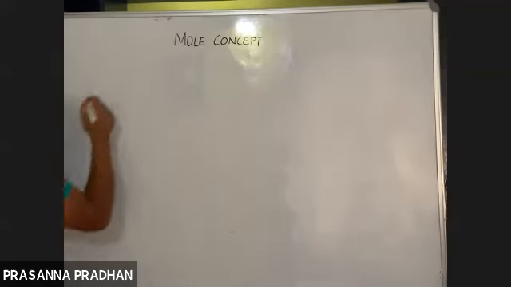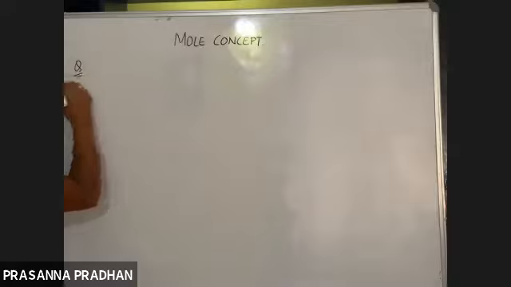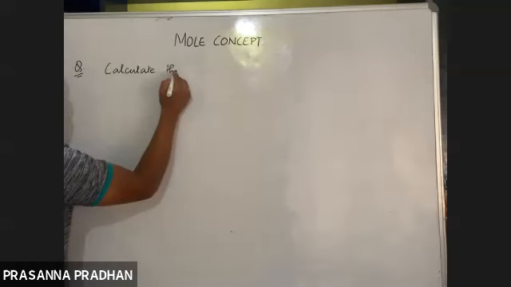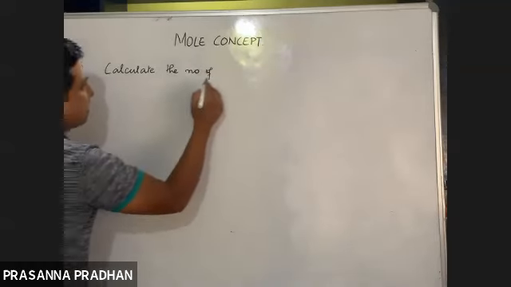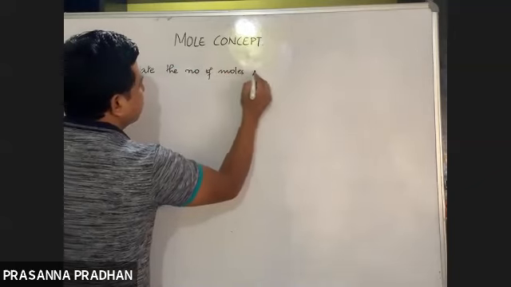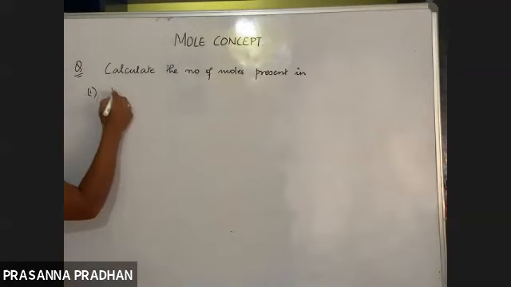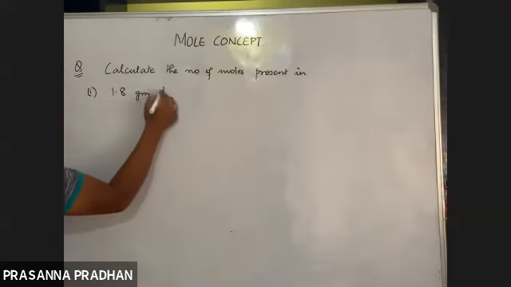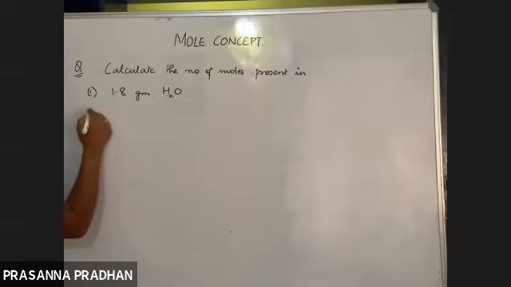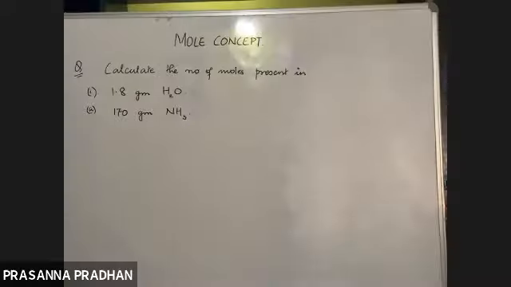Okay, let us start with this simple question. Calculate the number of moles present in number 1, say 1.8 gram of water, and number 2, say 170 gram of ammonia. So let us start with these two simple questions.